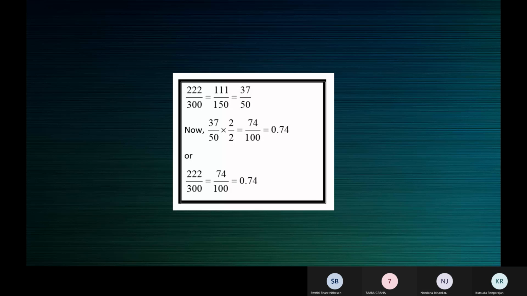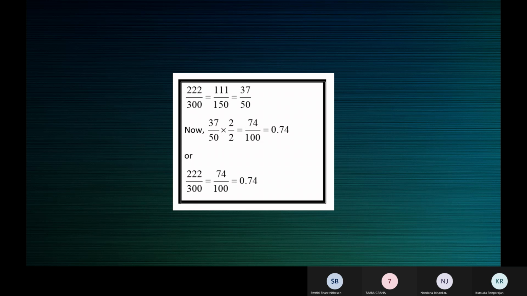Ma'am, in 222 by 300, we first simplified it by the table of 2, and then we got 111 by 150, which can be further simplified by the table of 3 as the sum of the digits is a multiple of 3. When we divide the numerator and denominator by 3, we get 37 by 50, and since 50 is not a denominator of 10, 100 or 1000, we need to multiply it by 2 so that the denominator becomes 100, and when we multiply the numerator 37 by the same digit, we get 74, ma'am.